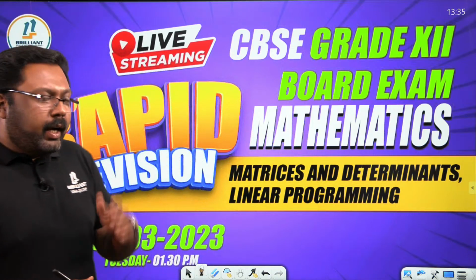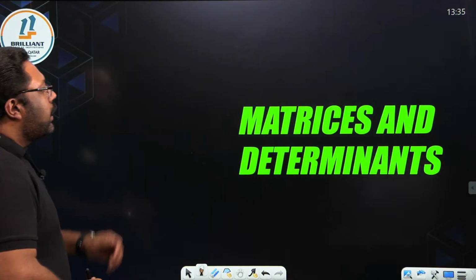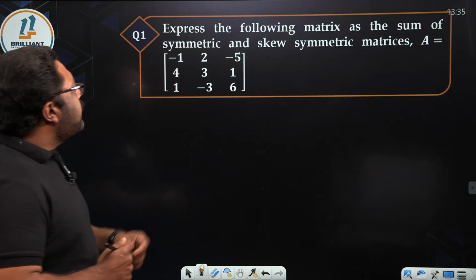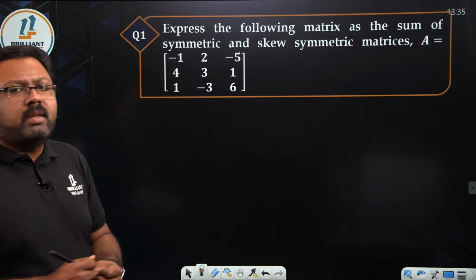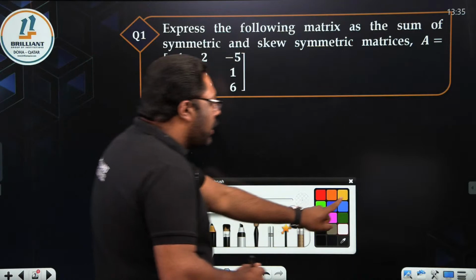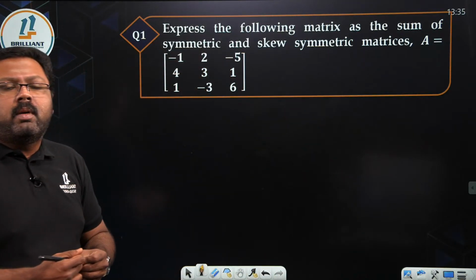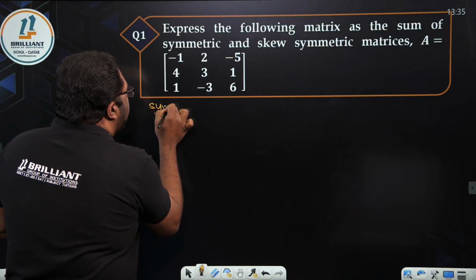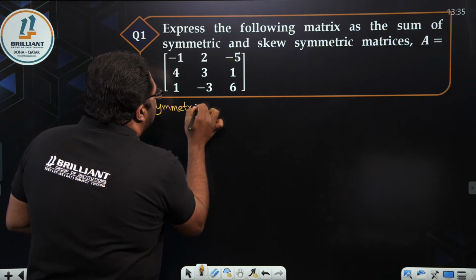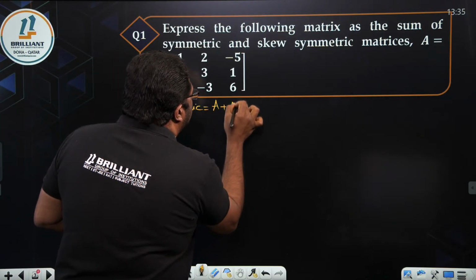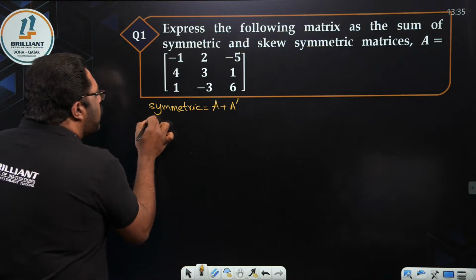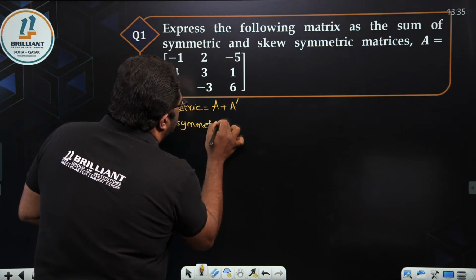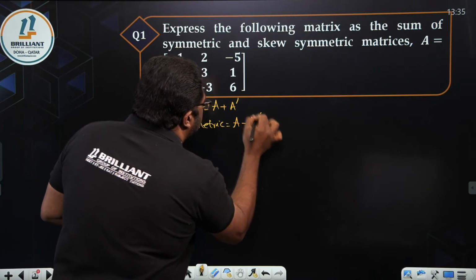So again, students, let us go to the question straight away. The first question is, express the following matrix as the sum of a symmetric and skew symmetric matrix. They have given me a matrix A. You are supposed to express that as the sum of a symmetric and skew symmetric matrix. Easy idea. First of all, symmetric means, keep in mind, it is always A plus A transpose. Skew symmetric means it's always A minus A transpose.